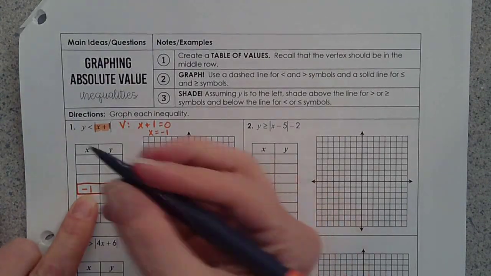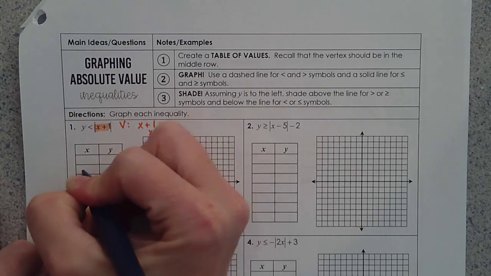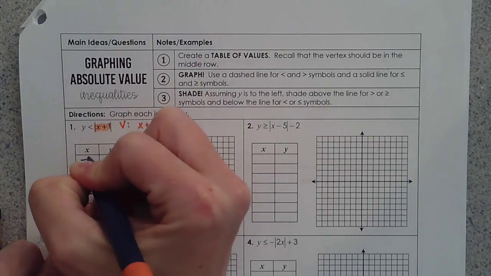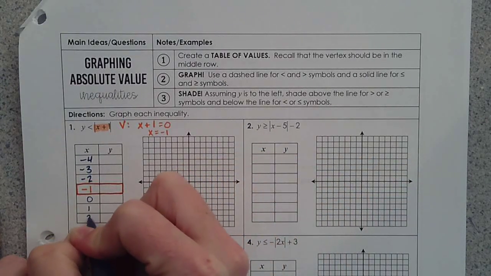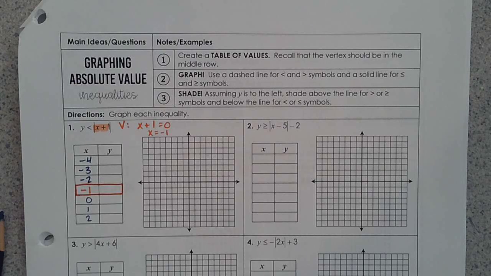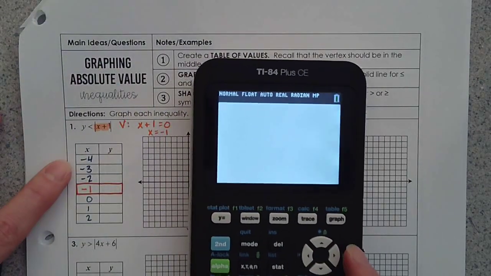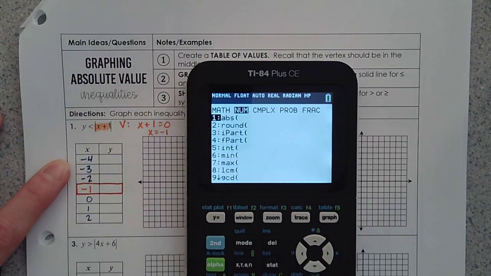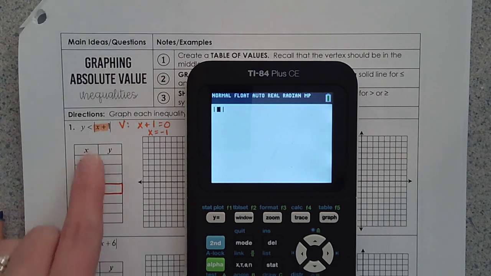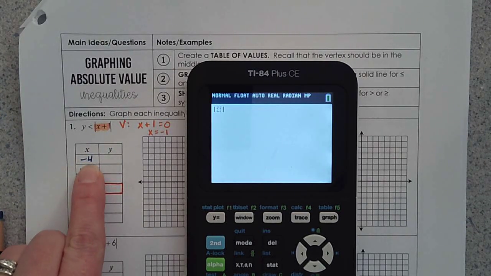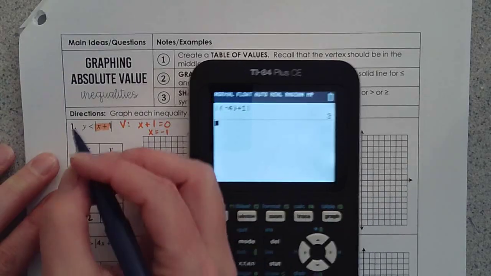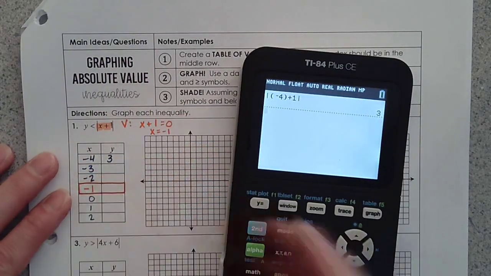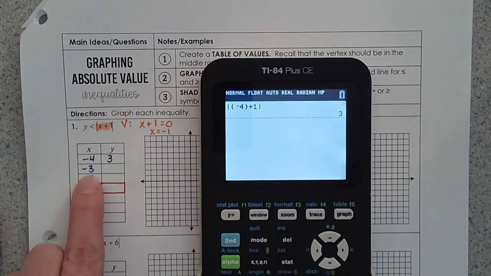So I'm going to do some points to the left. -2, -3, -4. I need some points to the right. So 0, 1, and 2. I can use my calculator to calculate these. Math, absolute value. I'm going to put -4 in for x. X plus 1, enter, and I get 3. So I'm going to put 3 right here. Now, if you want to mental math it, you can mental math it.